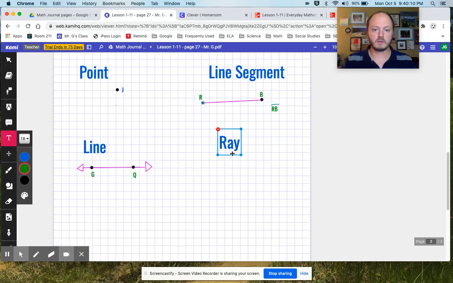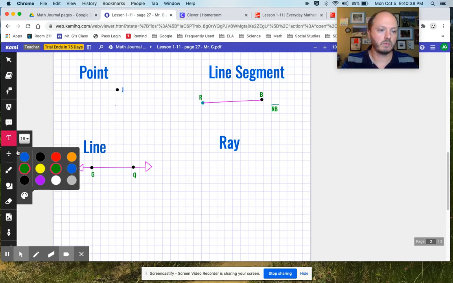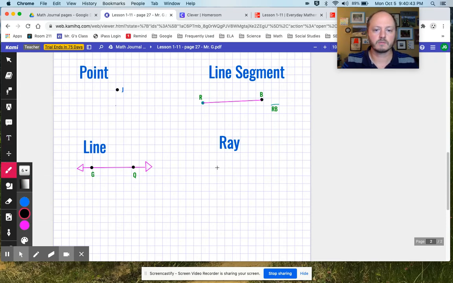And the last thing that we're going to be doing is the ray. And the ray is really similar. It's kind of a combination of the line segment and the line. And when I think about rays, I think about, well, the sun. The sun's rays start at one point, which is the sun itself, and they keep going in a straight line the whole way. Okay? So, what I'm going to do is find a starting point.